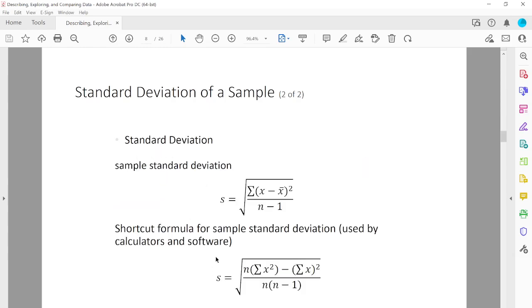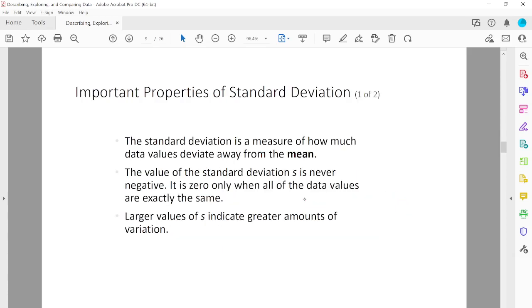For finding the standard deviation, this is the formula for the sample, where x is the data, x bar is the mean of the data, sigma means summation, and n is the number of data. But most calculators use this other formula instead of this one, though both are the same formula for finding the standard deviation. The standard deviation is a measure of how much data values deviate from the mean, and its value is never negative. You always get 0 or a positive value.